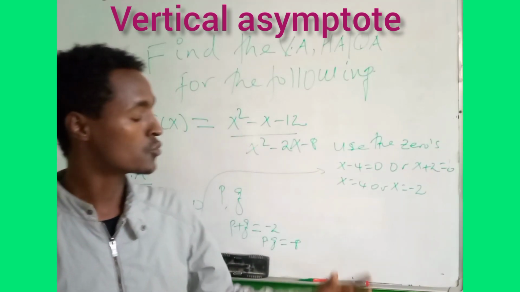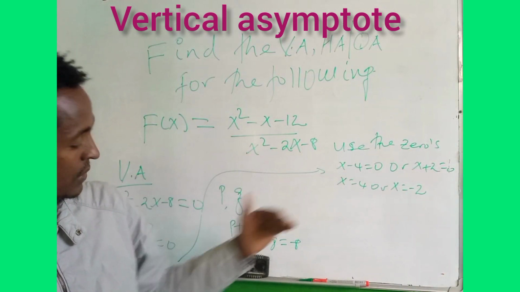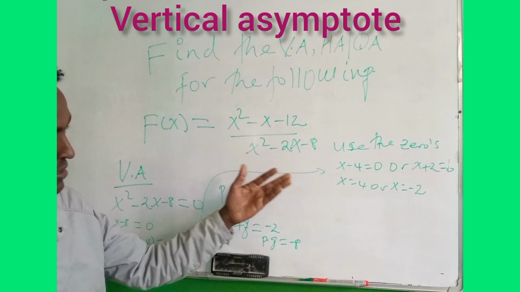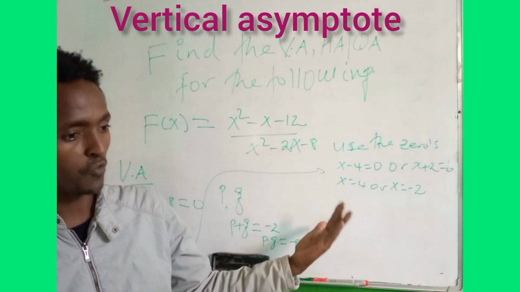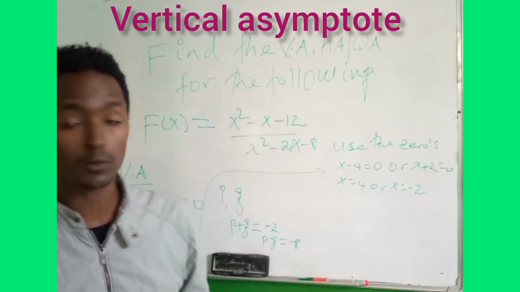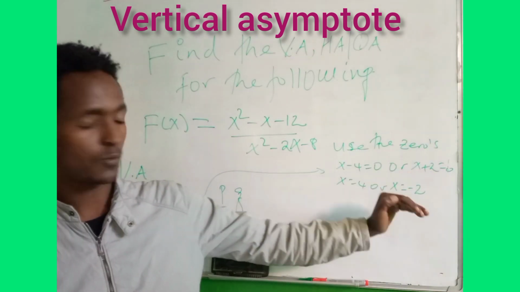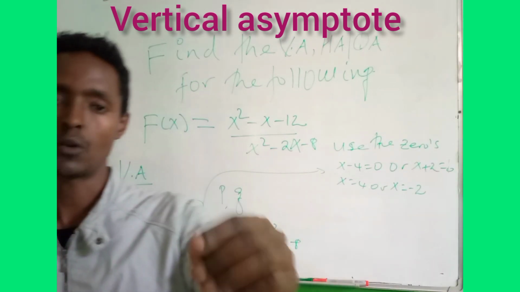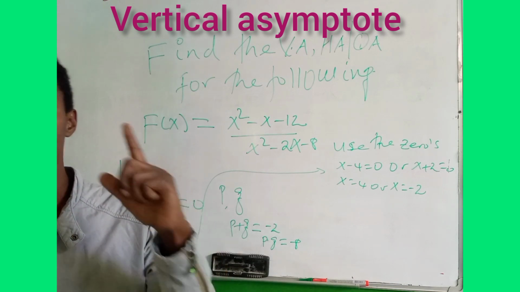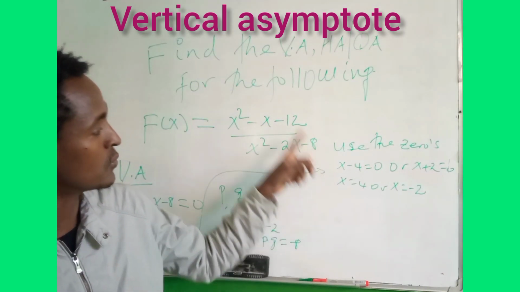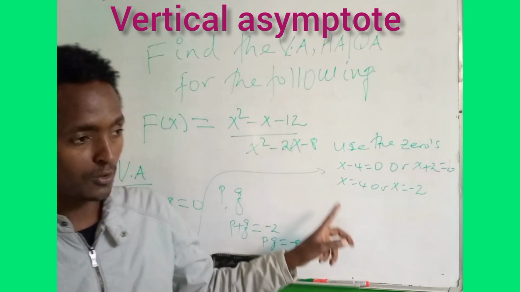So after all these procedures or steps, we come across two values of x. The first value of x is x equal to 4, and the second one is x equal to minus 2. So to consider or to take these two numbers as a vertical asymptote, we should insert these numbers into the numerator and into the denominator.